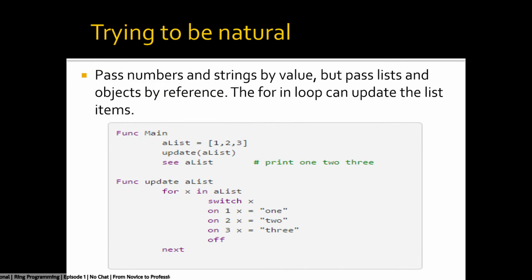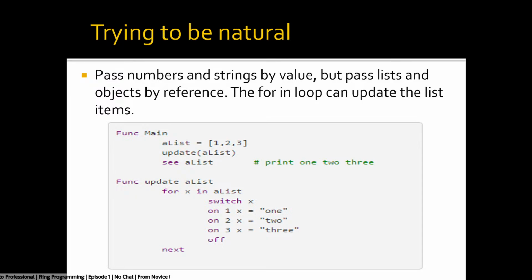Okay. Pass numbers and strings by value, but pass lists and objects by reference. Oh, okay, so there is a distinction. So that's good. So they choose the more efficient default between the two. So pass numbers and strings by value, lists and objects by reference. Or I should say the more performant, yeah.